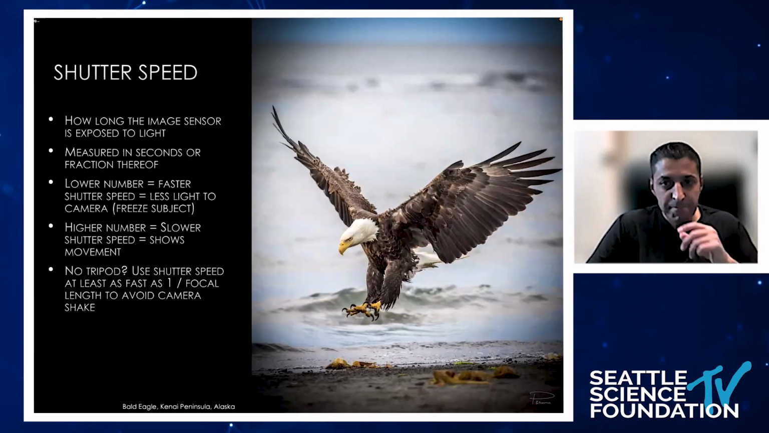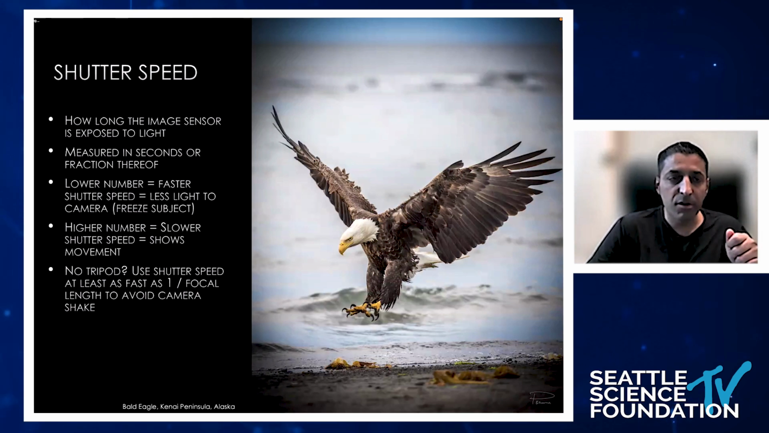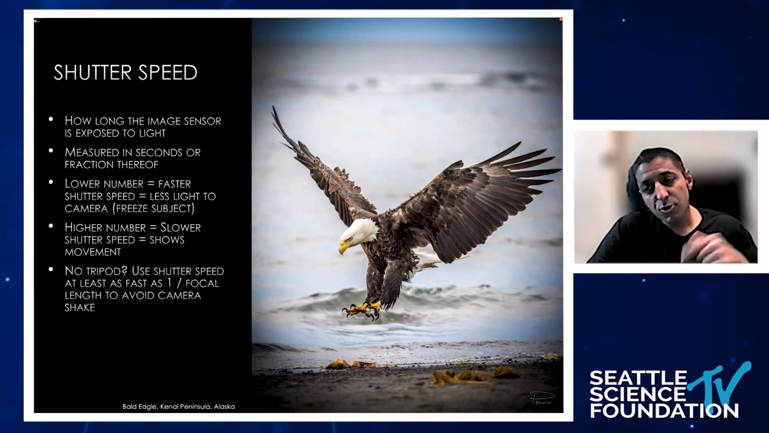So that's aperture. The next parameter we can control in our camera is shutter speed. And that's how long the actual image sensor is exposed to light. And that's measured in seconds or fractions thereof. The lower the number, the faster the shutter speed and the less amount of light that gets into your camera. A faster shutter speed also results in less camera shake and captures action better. A slow shutter speed, on the other hand, shows movement.